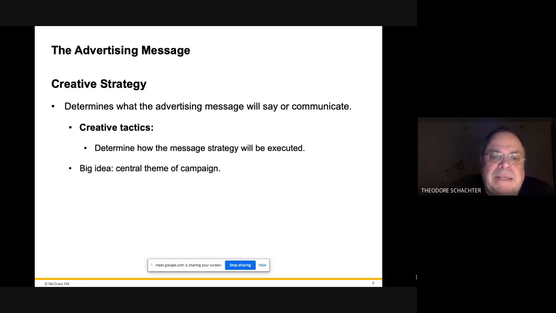You have to understand the difference between what a strategy is and what a tactic is. So, a strategy is what we want to say or communicate. So, for example, we want to say that this, let's say, automobile is a high performance automobile. Another one we can say is that this is a very safe automobile. So, this is the overview of what we want to say.